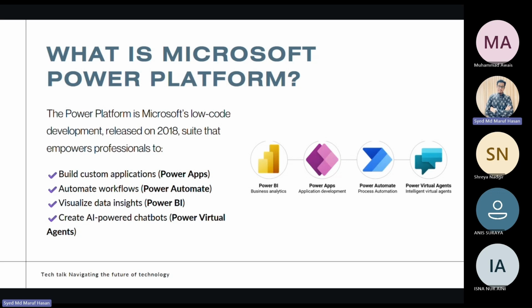Now, for building custom applications, we call these Power Apps. For automating our workflows, we have a tool called Power Automate. To visualize data insights, we have a tool called Power BI, which is also known as Power Business Intelligence. And finally, we have the AI-powered chatbot, what we call Power Virtual Agents, where we can build our chatbot, whether it's a personal chatbot or a commercialized chatbot. We can use these tools to build these powerful AI-powered chatbots.